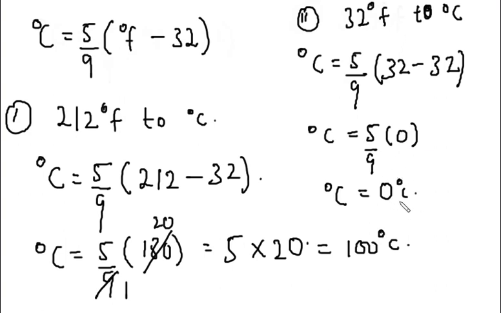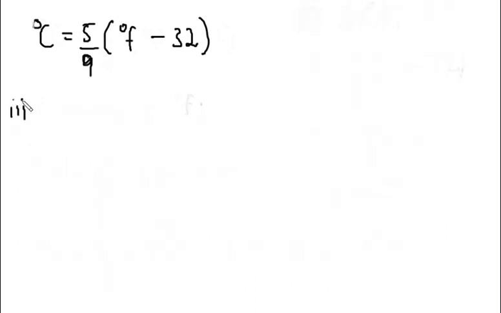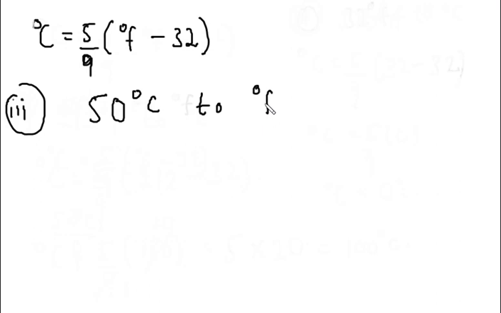So let's take extra examples for you to understand better. For a third example, say we are asked to convert 50 degrees Celsius to degrees Fahrenheit. In this case, we notice from this formula that degrees Fahrenheit is not the subject of the formula. If we make it the subject, the same formula becomes degrees Fahrenheit equals 9/5 degrees Celsius plus 32. This is the formula that we'll be using to solve for degrees Fahrenheit.